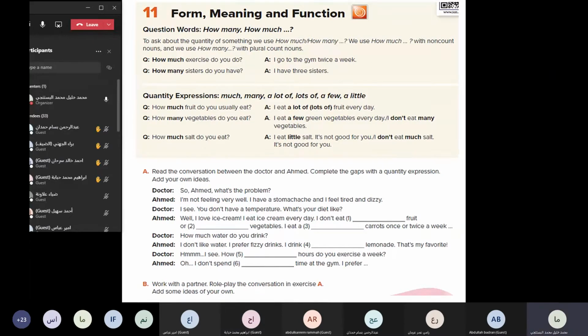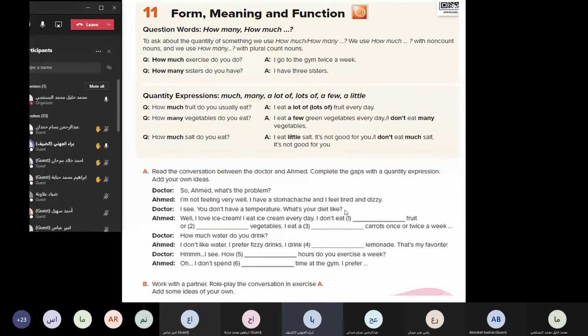Read the conversation between the doctor and Ahmed. Complete the gaps with the quantity expression. Add your own ideas. Who can try? So Ahmed, what's the problem? I'm not feeling very well. I have a stomachache and I feel tired.